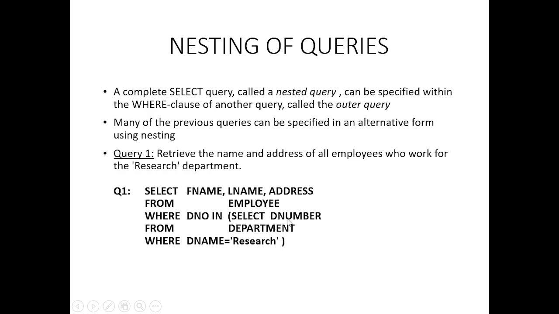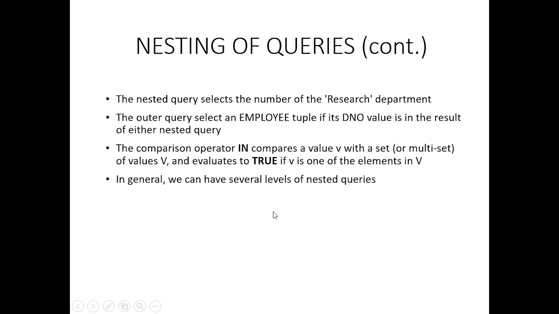Okay. So select D number from department where D name is equal to research. Here, when D name is equal to research, that particular D number will be taken. And we are checking whether this DNO appears inside this set. If that is the case, then the corresponding F name, L name, and address will be returned.